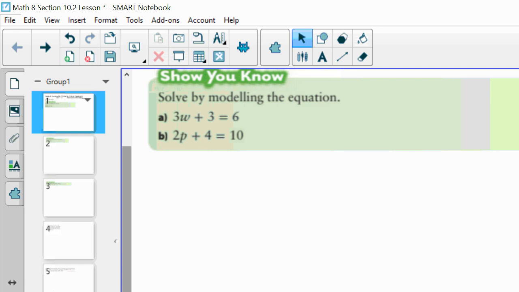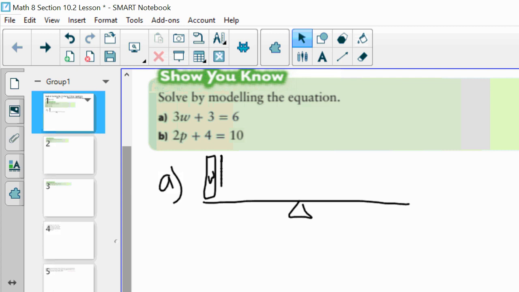So looking at what if we had a teeter-totter. We're going to do A, which says 3W plus 3 is equal to 6. So I have 3 W's, let's say each of these is a W, W, W. And I also have 3: 1, 2, 3. And on the other side, I just have 6: 1, 2, 3, 4, 5, 6. Both sides are the same amount. That's what equal sign means. So we need to find out how much 1 W is equal to.